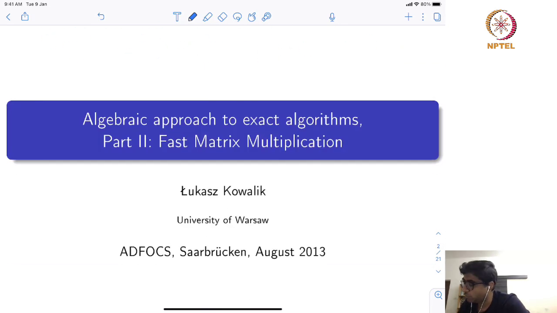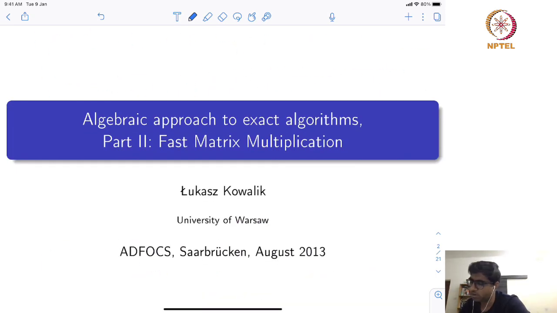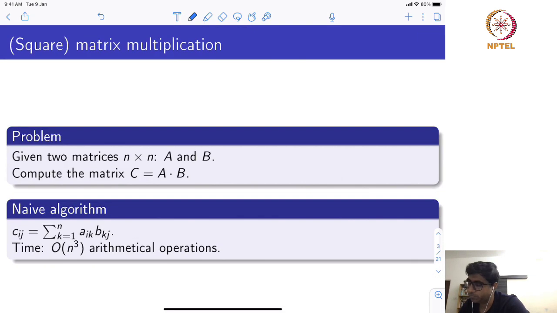So, today we are going to talk about algorithms based on matrix multiplication, and this slide is from quite an early slide by Lucas, but yeah, I will use that. Okay. So, we are going to talk about square matrix multiplication. You are given two n cross n matrices, A and B, and you want to compute the matrix C, A cross B. That is very simple.